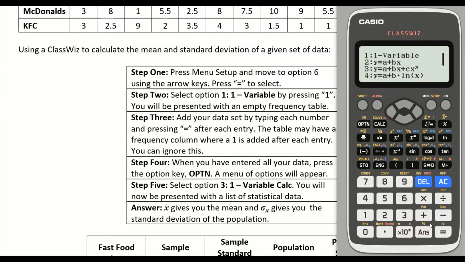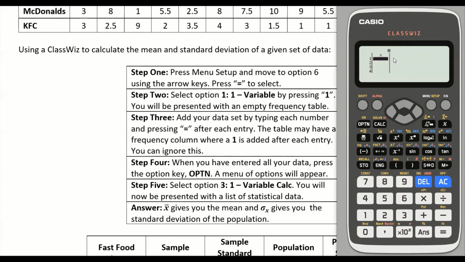So we're presented with a list of options. We're going to select option 1, which says variable. Just press 1, and you'll be presented with an empty frequency table. Sometimes there will be a frequency column on your table. Don't worry about that. If there is a frequency column, each data point is just worth 1, so just leave it fixed at 1.